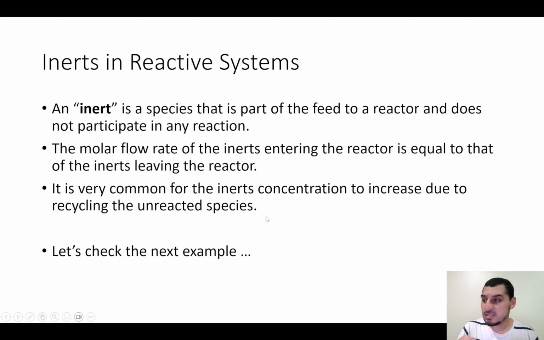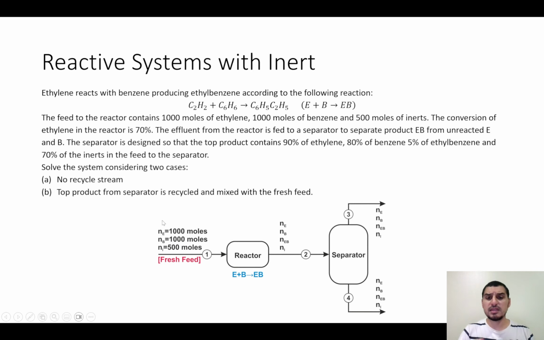So this is a very, very big and common problem, and we will discuss it in an example. And I hope this example will make it very clear when it comes to the demonstration of the problem and the solution that we take to solve this problem. So let's look at this case here, where we have ethylene reacting with benzene to produce ethyl benzene, and this is the feed. It's 1000 moles ethylene, 1000 moles benzene, and it contains 500 moles of inerts. And the feed is fed to the reactor.